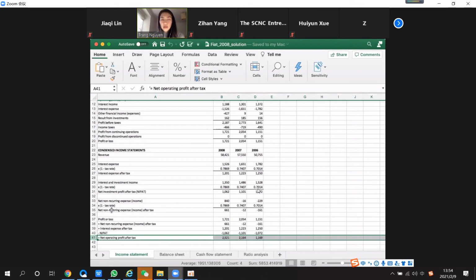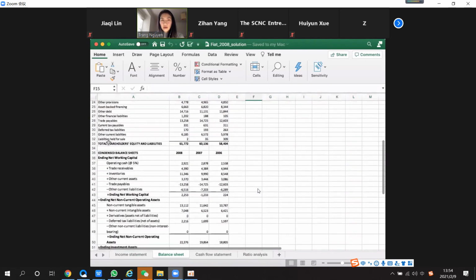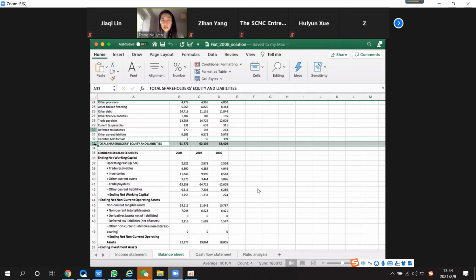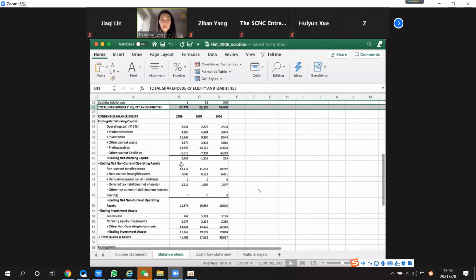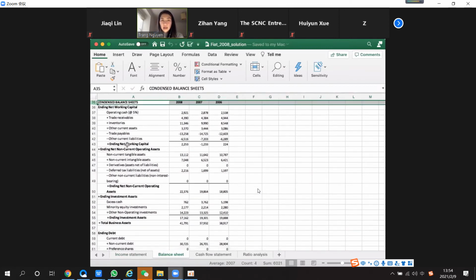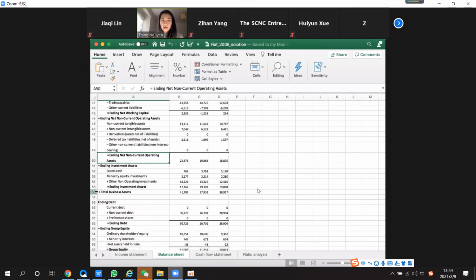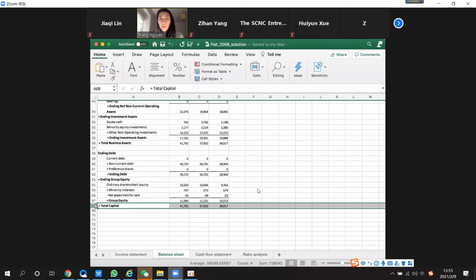Again, we need to split between operating activities and investment activities when we do the condensed income statement. It's the same with the balance sheet. In the balance sheet here, we have the total assets, and down to total shareholder equity and liabilities, which is the end of the normal statement. For the recast balance sheet, we will analyze the net working capital, the net non-current operating assets, and then finally we have total business assets, which we split to get the total capital.